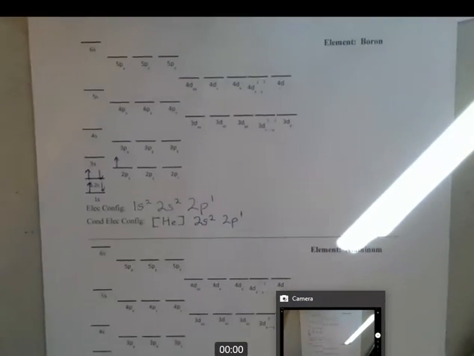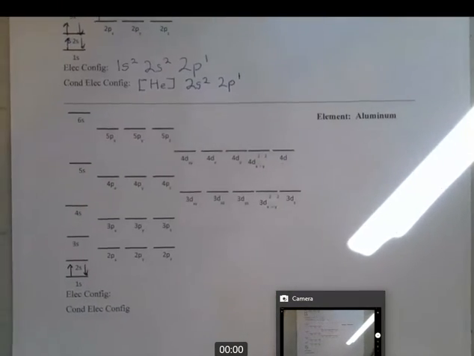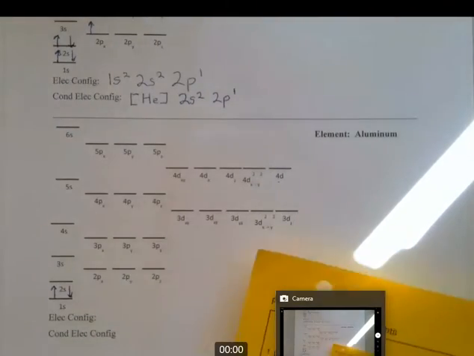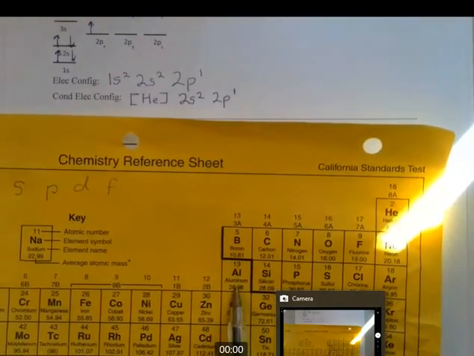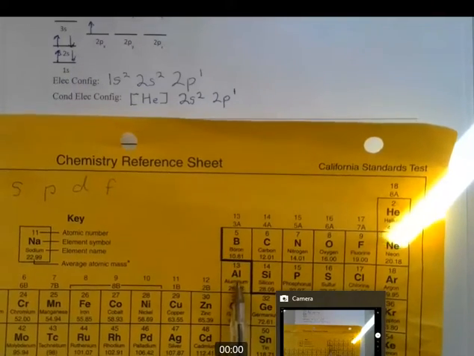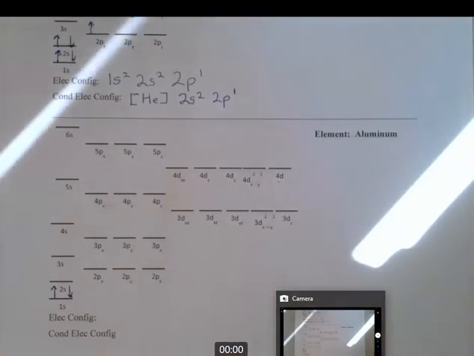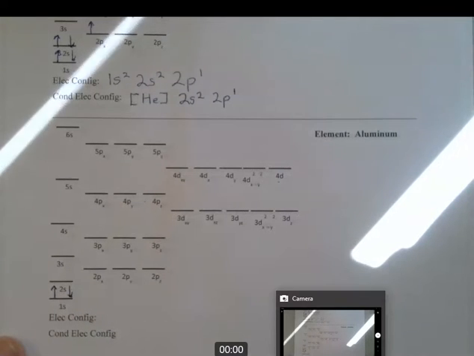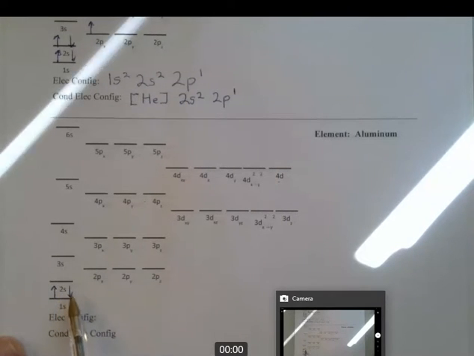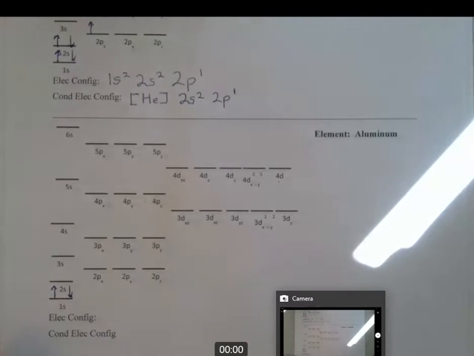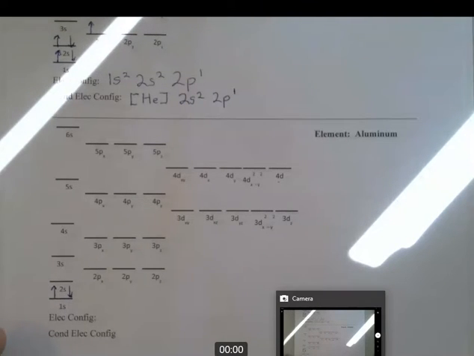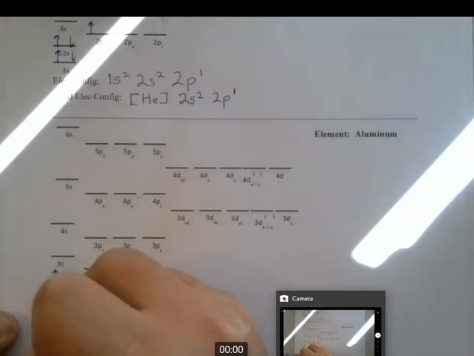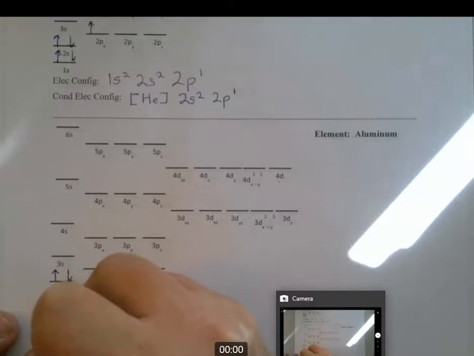Alright, let's move on to aluminum now. Aluminum is right below boron. It's the first element in the 3rd row. So what we're going to do is draw our 1s orbital. Aluminum has a full 1s orbital. Then 2s. Everything in the 2nd row is going to be filled since aluminum's in the 3rd row. Everything below that has to be filled. So there's an electron up and an electron down.